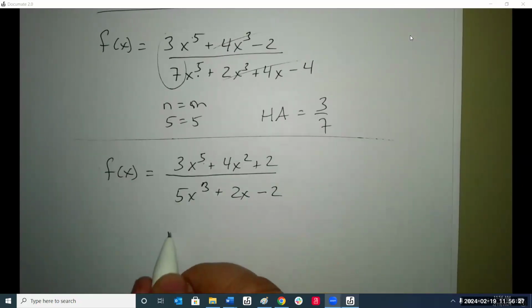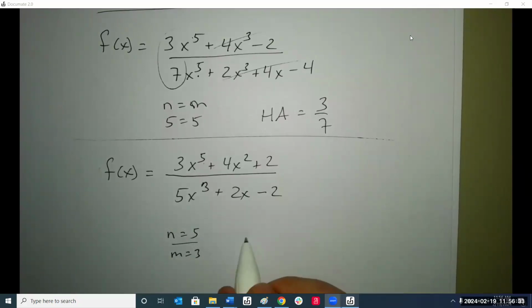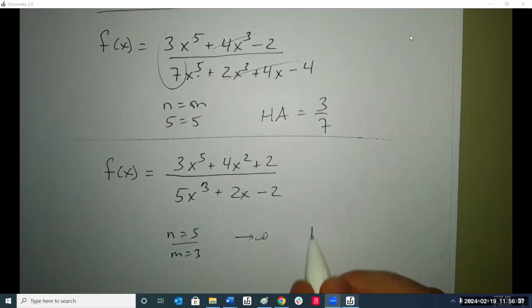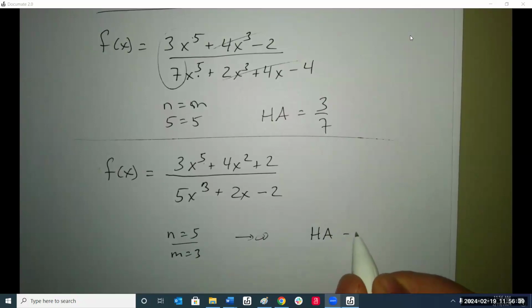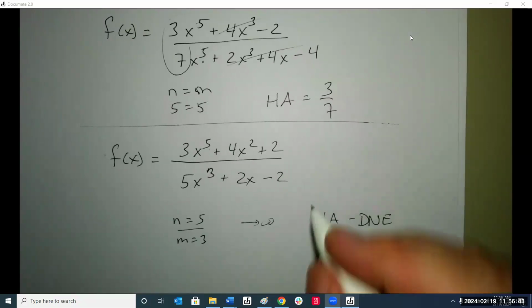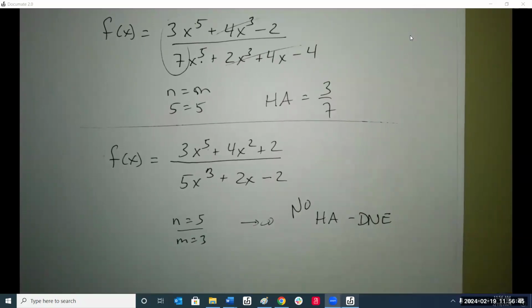The top n is 5, m is 3, so it goes to infinity, so the limit does not exist. There's no horizontal asymptote.